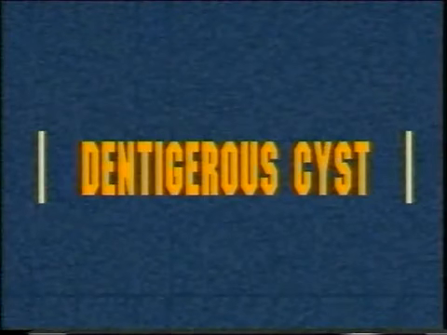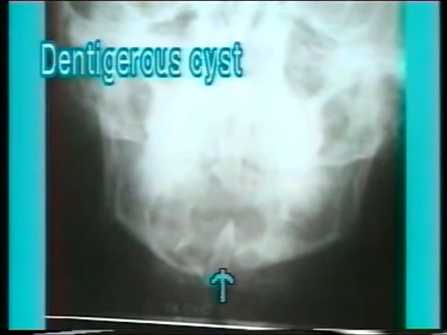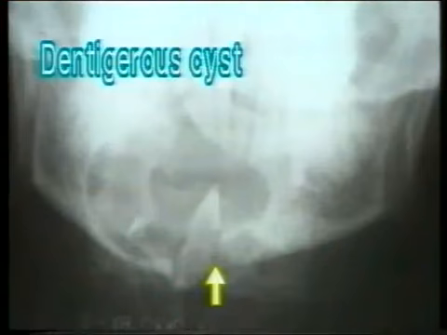Dentigerous cyst. This X-ray shows a radiolucent cavity in the mandible, and the vertical arrow points to an unerupted tooth in the cavity. A cyst forming around an unerupted tooth is termed as a dentigerous cyst. It is more common in the maxilla, that is upper teeth, and in the third molars.